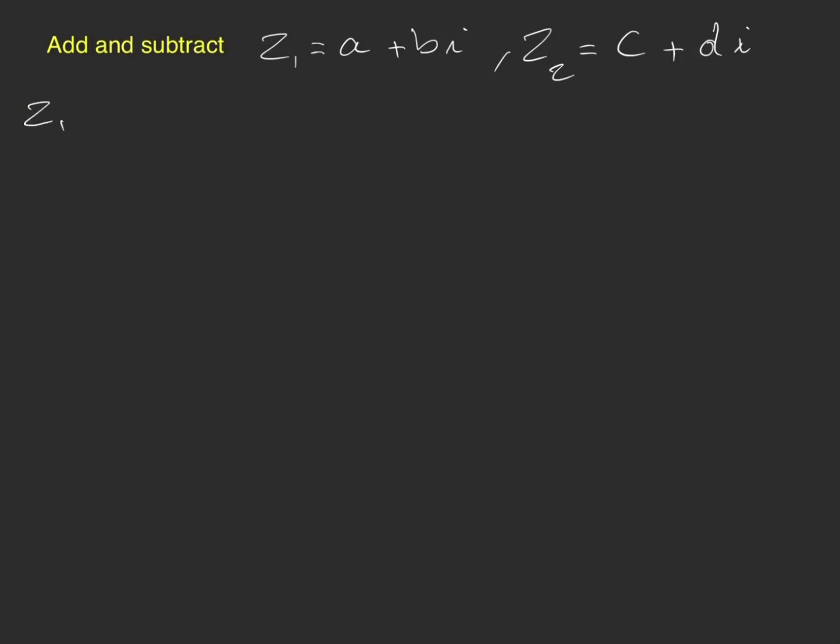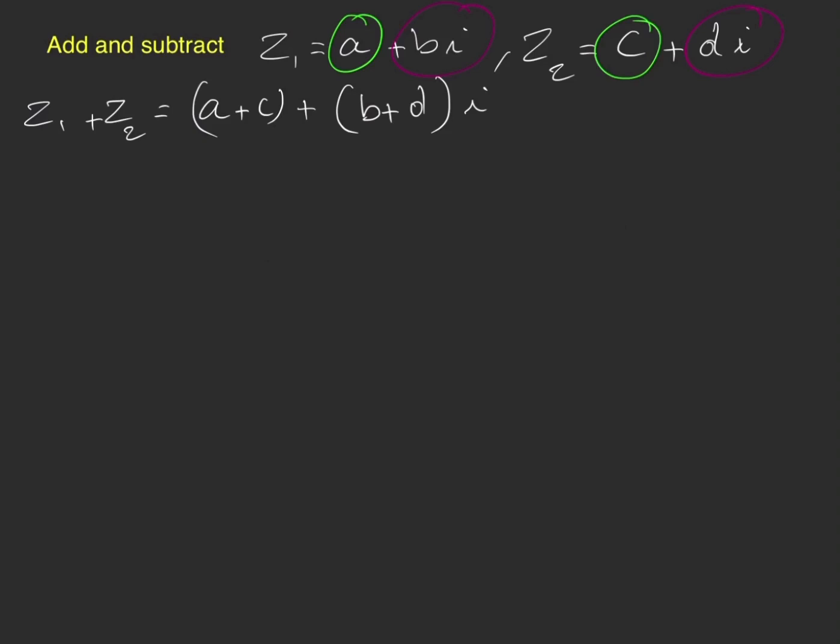So z1 plus z2 is just a plus c plus b plus di. What we do is sum those numbers together, and we sum those together. We sum the real parts together, and we sum the imaginary parts together. So let's do some examples.